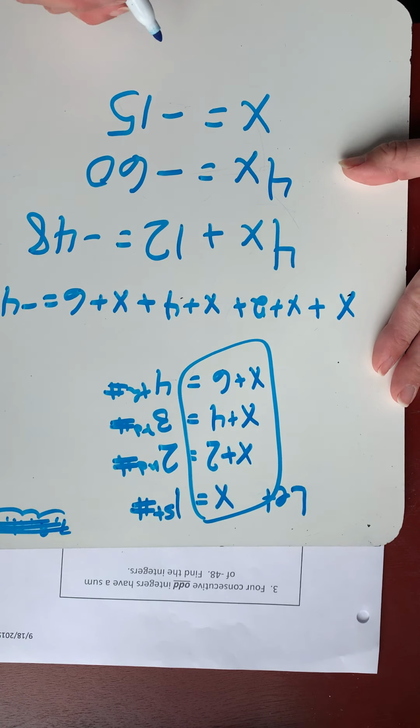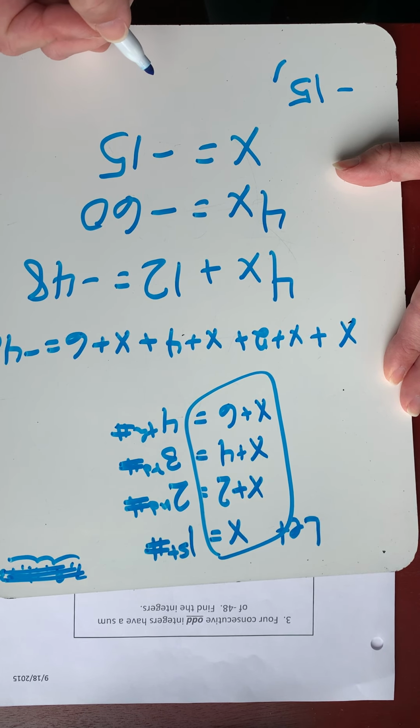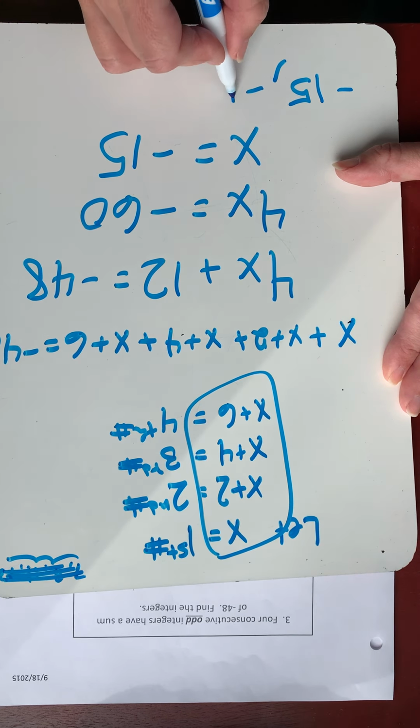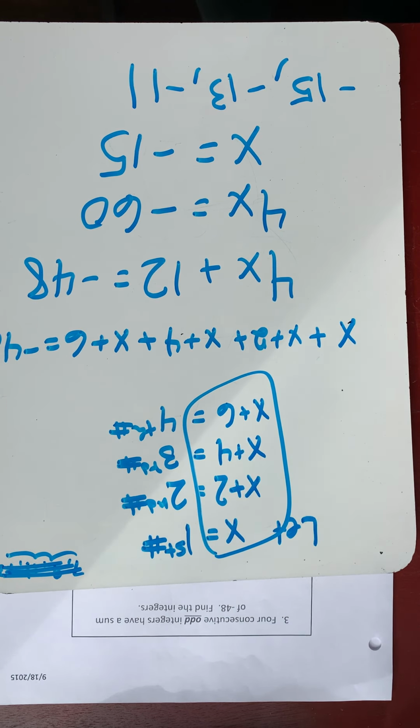I get x equals negative 15, so the first answer is negative 15. And then what comes next? Not negative 17, but negative 13, negative 11. Okay, go try the assignment, and I hope that this seems fairly easy today.